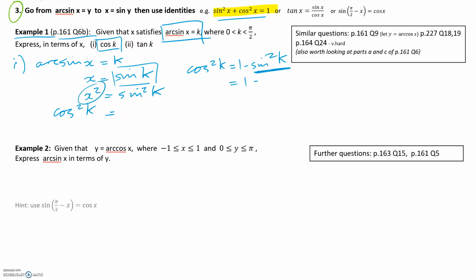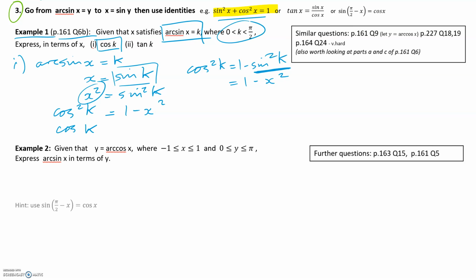So this is just 1 minus x squared. So let's write that over here. So cos squared k is 1 minus x squared. And we don't want cos squared, we just want cos. So if we square root both sides, by the way, everything's positive here because of this.